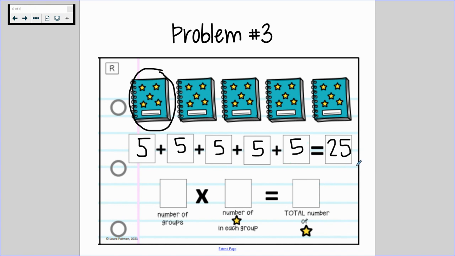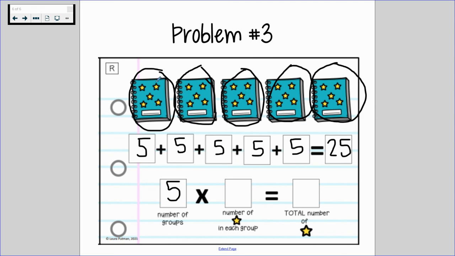The harder part is coming down to this multiplication problem. I know that if I circle all these notebooks, each notebook is a group. So I have a total of 5 groups here. And this would be more so when we get into equal group strategy, but it's still really good to look at this for repeated addition because it still is an important skill to get them started. But I have 5 notebooks here, which are 5 groups, times 5 stars in each group. And my total number of stars altogether is 25.